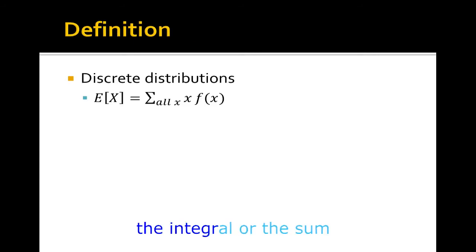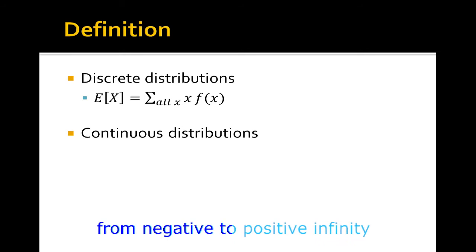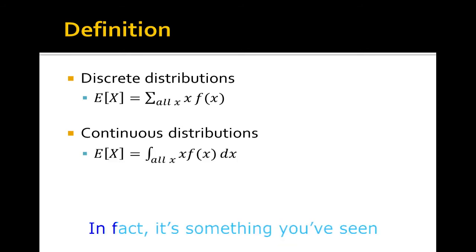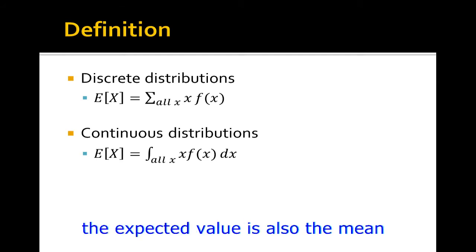Expected value, the integral or the sum from negative to positive infinity of x times f of x, the distribution's probabilities. In fact, it's something you've seen. Expected value is also the mean.